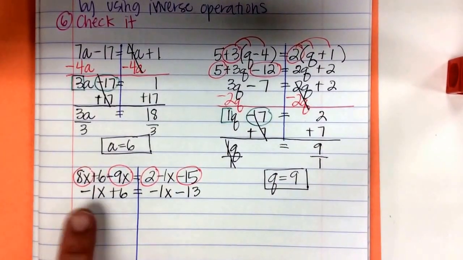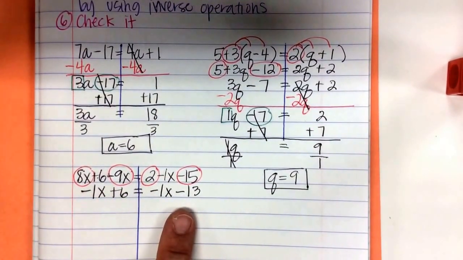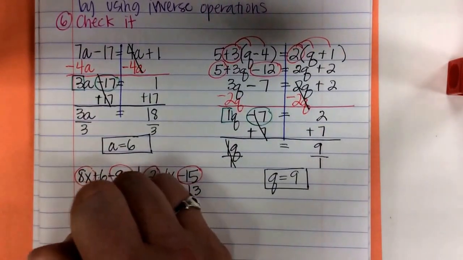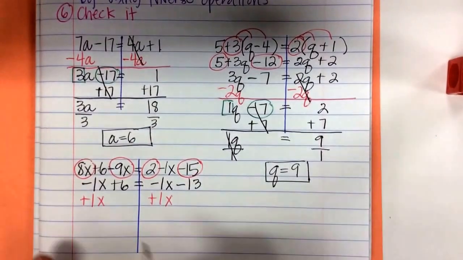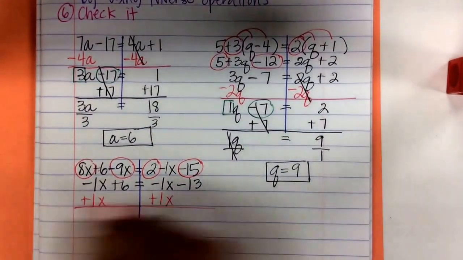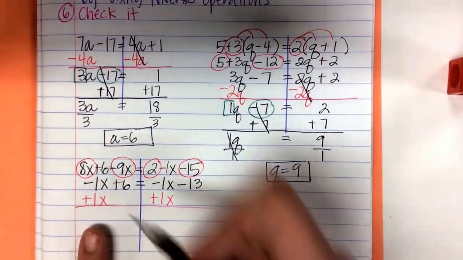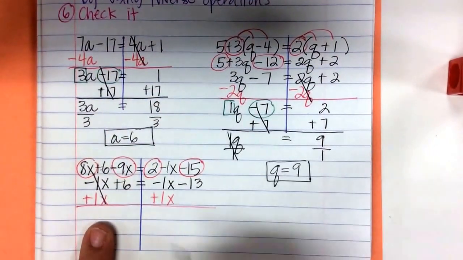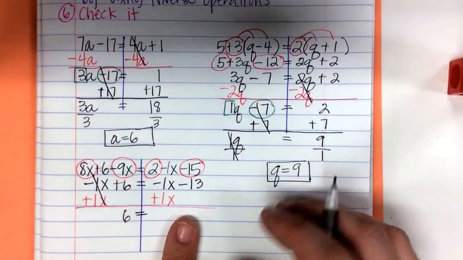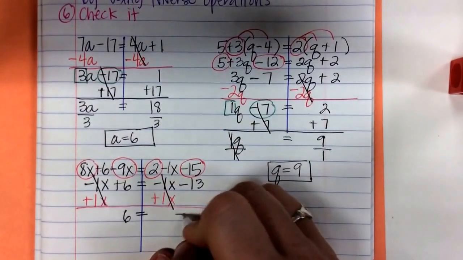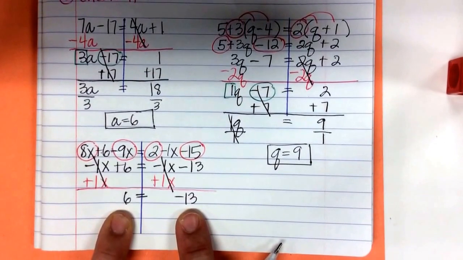All right, which variable's smaller? They're equal, so does it matter which one I pick? No. Add 1x, because that's the opposite. And tell me about the left side. What's left over? 6 equals, tell me about the right side. Negative 13. Uh-oh. Does this make sense?